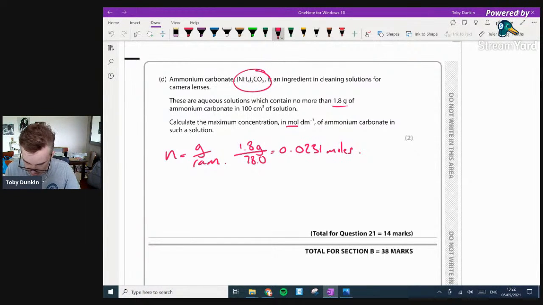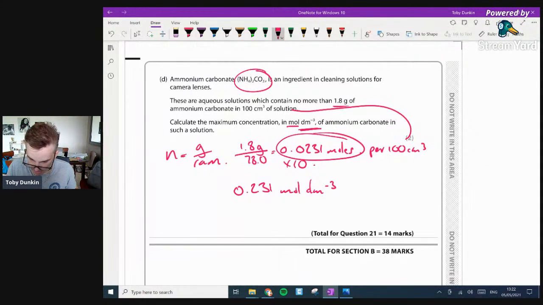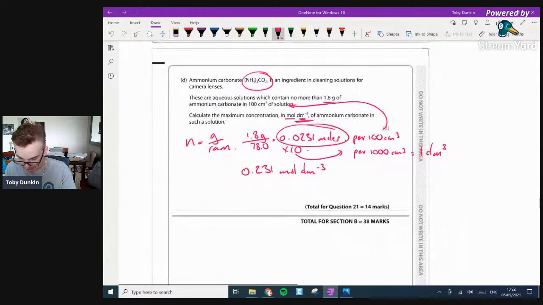Right, that's in 100 centimeters cubed. So if that's per 100 centimeters cubed, we need to say per liter, times by 10. So moles per 100, times by 10, which would be 0.231 moles per dm cubed. Because this number here is moles per 100 centimeters cubed as per the question. So we want to get to per 1,000 centimeters cubed, because that is equal to 1 dm cubed, which is the question. So we just need to do the times by 10.